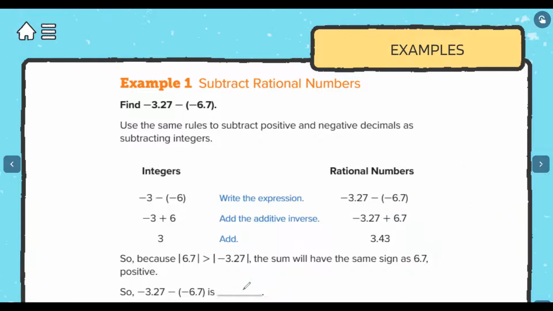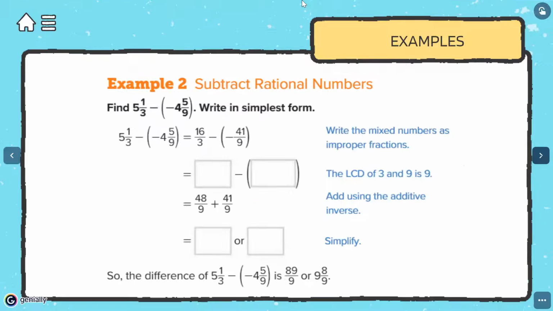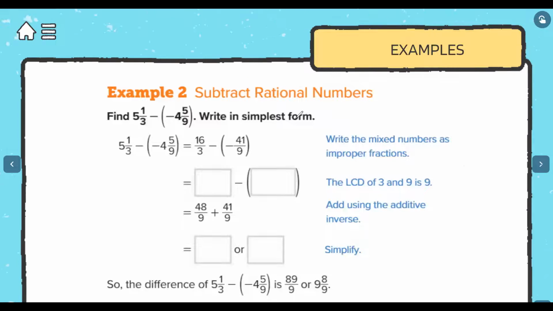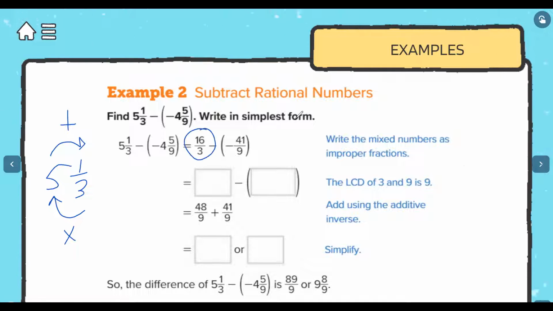Okay, let's do another example, just to let it be clear. In this case, we're going to subtract rational numbers, but they are mixed fractions. So the first thing that we need to do is make this mixed fraction an improper fraction. Remember how to do that? That 5 1/3, we need to multiply the 3 times the 5, which is 15, and then add 1. In this case, it's 16. And we leave the same denominator, 16 over 3.